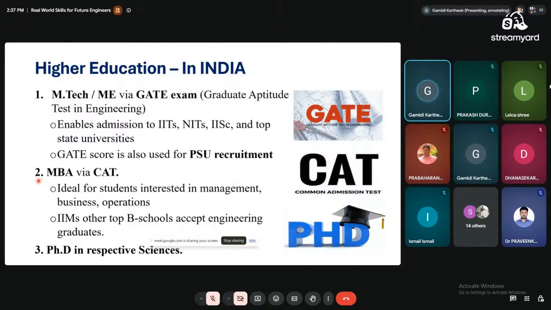Then coming to, for example, if you say, okay, sir, I am not interested in a job, I want to pursue higher education, I want to do my masters and all, there are many opportunities in India and abroad.